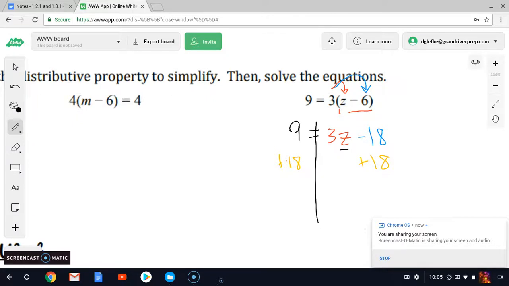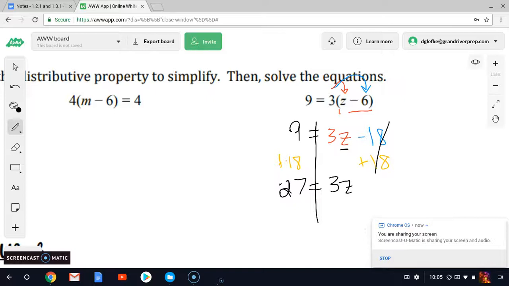Now our new equation, so we're going to simplify it. I'm going to go left to right. So 9 plus 18 is 27. So we get 27 equals 3z. Nothing happened to that, so we're going to bring that straight down. And then that minus 18 with the plus 18, those cancel because they're inverses of each other. So we're just going to leave that blank. And we can cross it out if we want to.